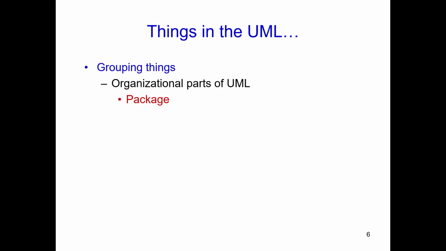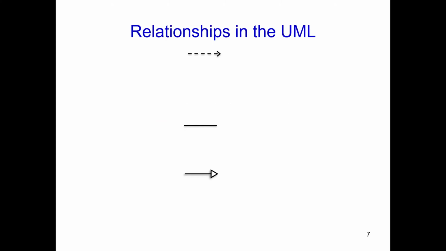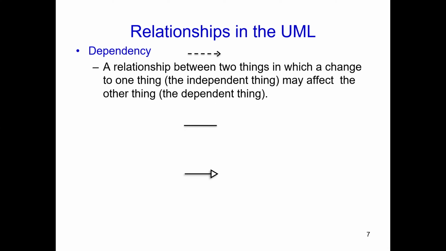There's also grouping things like a package, and commenting things like explanatory parts of UML. You can create notes within the diagram. There are some different types of relationships that are used, different types of arrows and connectors. So here I have three. This is called dependency, right? That's where we have the dotted arrow.